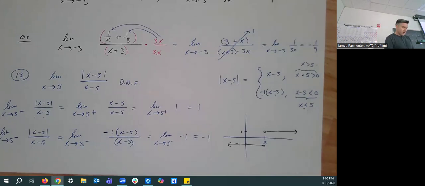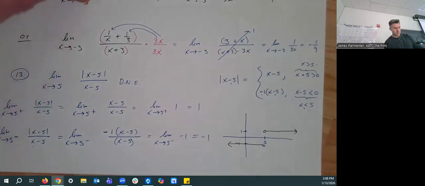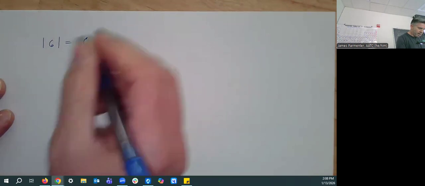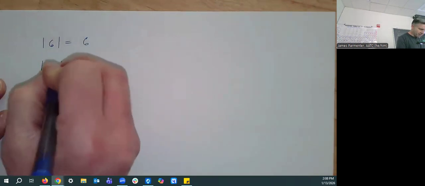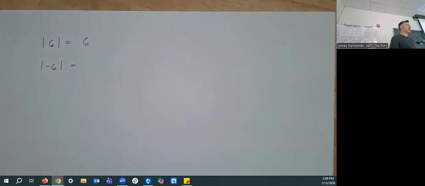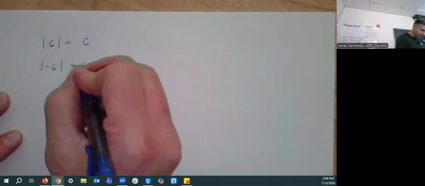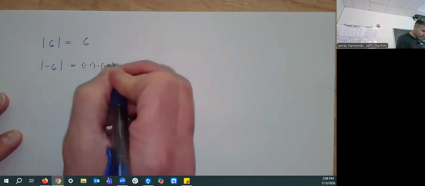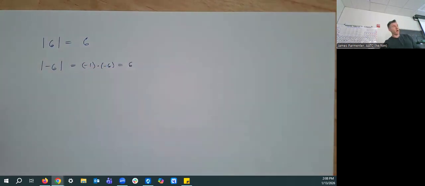So let me point this out. Let me ask everybody a question. This is going to seem a little silly, but what's the absolute value of 6? Just 6, right? Okay. What's the absolute value of -6? How do I turn -6 into +6? I multiply it by -1. That's what's happening over here.